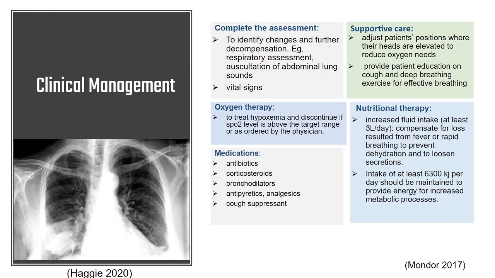There are many ways to clinically manage patients with community-acquired pneumonia in the hospital. Firstly, assessment is part of the clinical management, as it can identify changes and further decompensation of the patients. For example, nurses can complete a full respiratory assessment to assess respiratory patterns and the signs of airway obstruction. Also, abnormal lung sounds and the amount of airflow can be identified through auscultation. Vital signs, especially respiratory rate and oxygen saturation, should be monitored frequently as well.